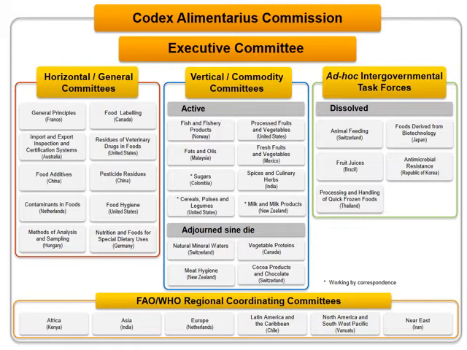So next one is the commodity committees. They comprise fish and fishery products, processed fruits and vegetables, fats and oils, fresh fruits and vegetables, sugars, spices and culinary herbs, cereals, pulses and legumes, milk and milk products, natural mineral waters, vegetable protein, meat hygiene, cocoa products and chocolates. Next, ad hoc intergovernmental task forces.